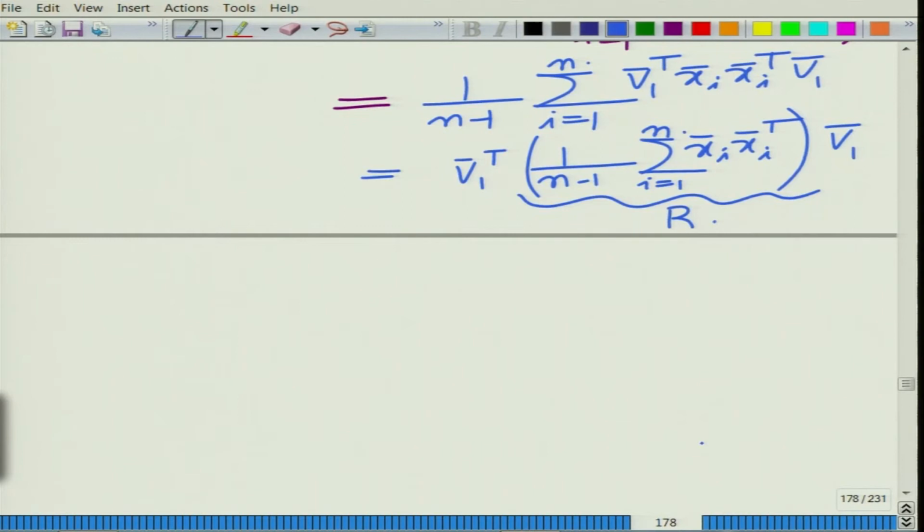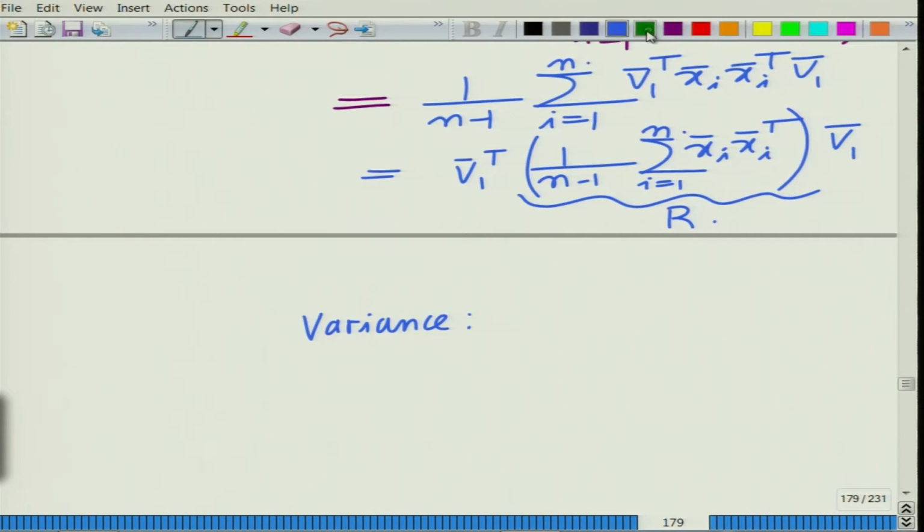So the variance corresponding to the principal component V1 bar, that is the principal direction of the principal component V1 bar, is given by V1 bar transpose R V1 bar, where R is the estimate of the covariance. Alright, so this is given by V1 bar transpose R V1 bar.